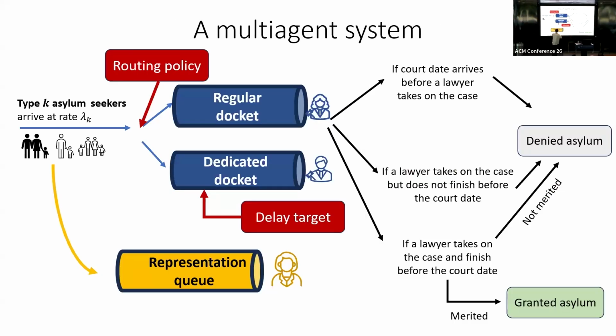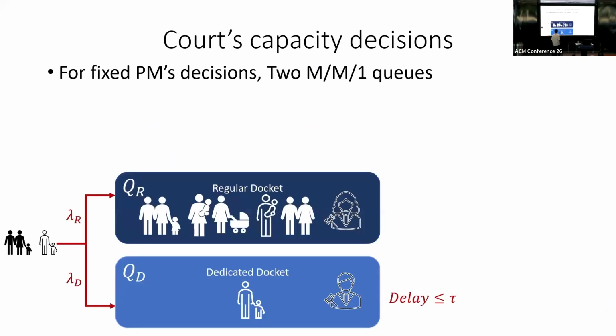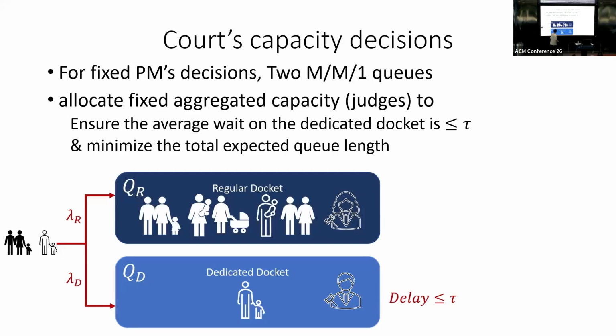But as we can see, this is kind of a multi-agent system. Whatever the policymaker does will impact the court's decisions and the lawyers' decisions. In our model, we assume the court has two M/M/1 queues. The first queue is the regular docket, the second one is the dedicated docket. Each of them has a constant arrival rate determined by the policymaker, and there is a delay target also determined by the policymaker. What the court could do is allocate its limited judge capacity to the two dockets in order to satisfy the delay target for the dedicated docket, and also to minimize the aggregated delay.